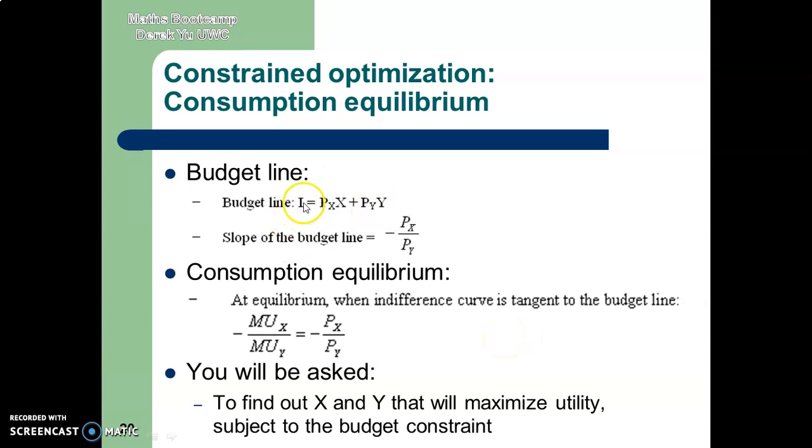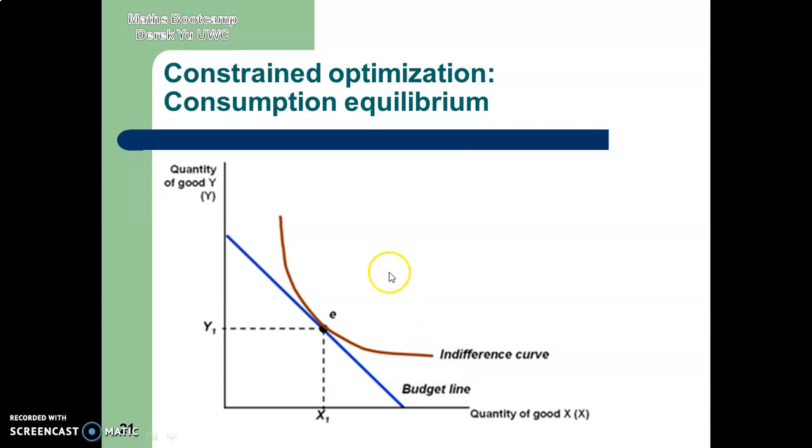Budget line, this is the equation. Okay. Budget constraint equals per unit price of x times quantity of x plus per unit price of y times quantity of y. The slope of the budget line is negative px over py. At equilibrium, the budget line is tangent to the indifference curve, and this is the relationship, and then we usually take absolute values. This is why we remove the negative sign on both sides, and you'll be asked questions to find out the x, y quantity which will maximize utility subject to the constraint. This is why we call it constraint optimization, subject to the budget constraint. Okay, this is the graphical illustration.